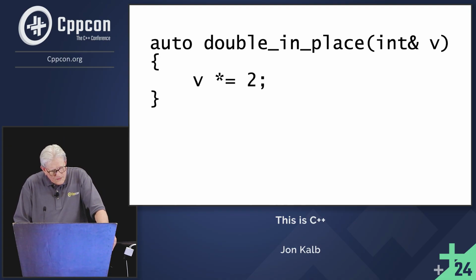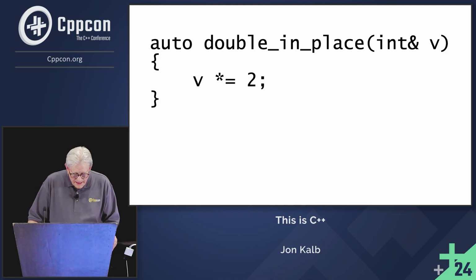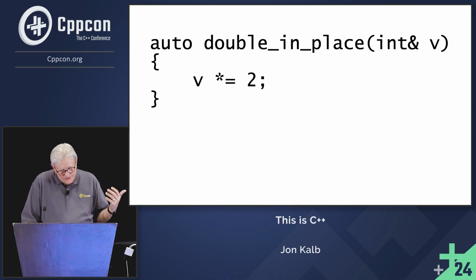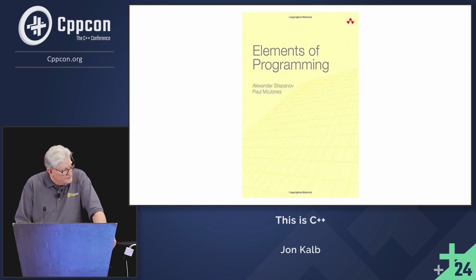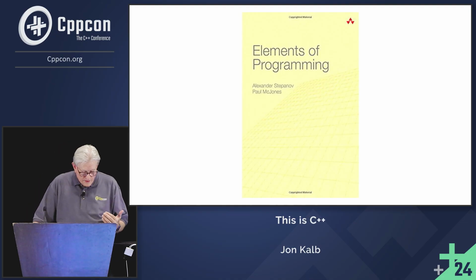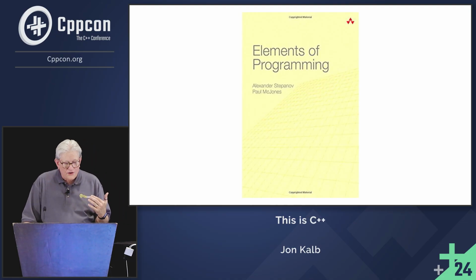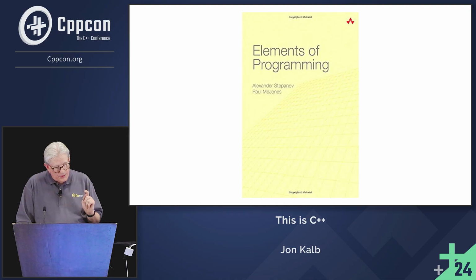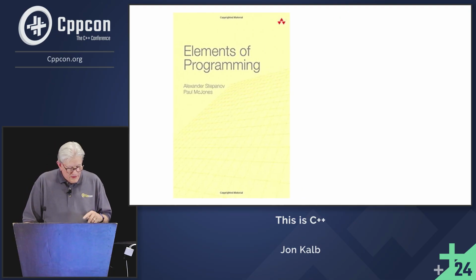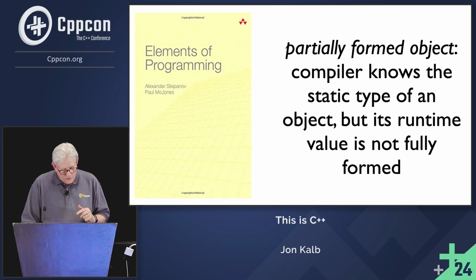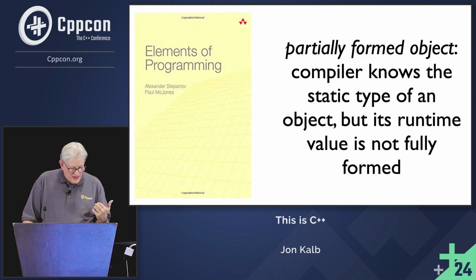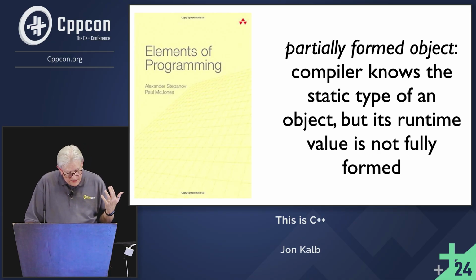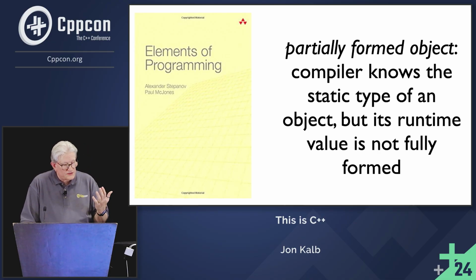All right. So in my day-to-day use, I almost never create and rarely think about uninitialized objects, but they are in fact part of the language. In Elements of Programming, Alex Stepanov and Paul McJones defined a term for the situation where the compiler knows the static type of an object, but its runtime value is not fully formed. They coined the term a partially formed object. Now, the very existence of partially formed objects is a risk to inexperienced, naive, or careless programmers. Why do we accept this trade-off?